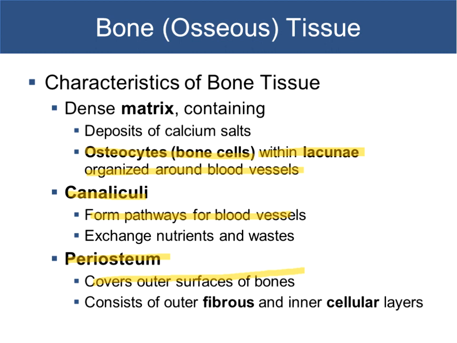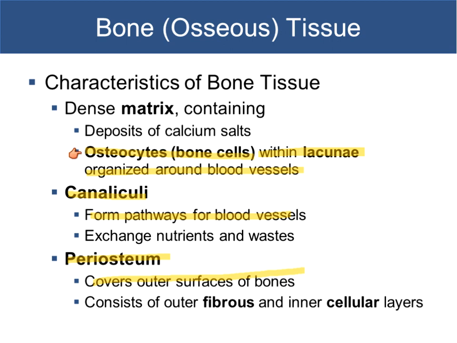So, characteristics of this bone tissue that we're talking about. Very, very, very dense matrix. So what that means is that there's very little fluid that you would find as part of this connective tissue, which makes sense that we shouldn't have a whole lot of fluid here because it's structured for support.